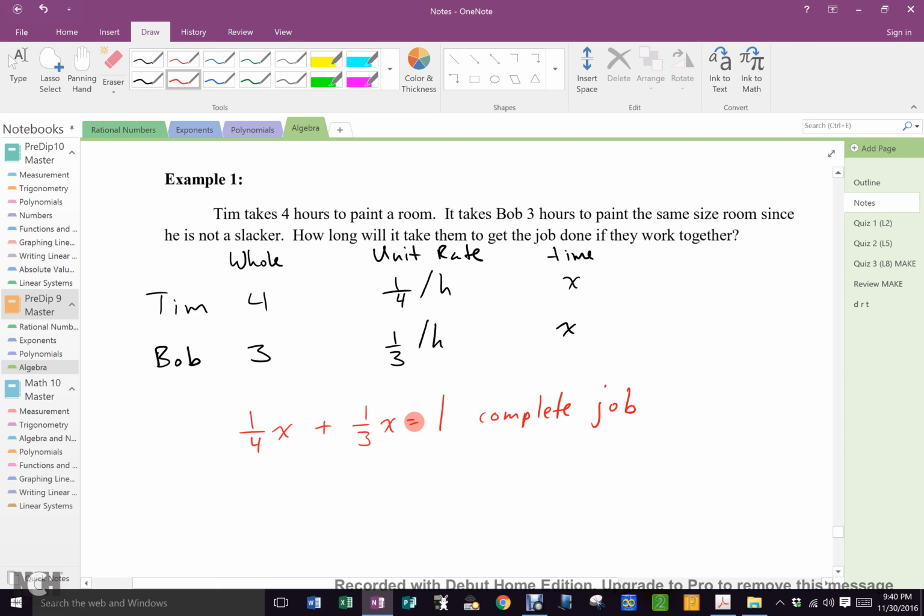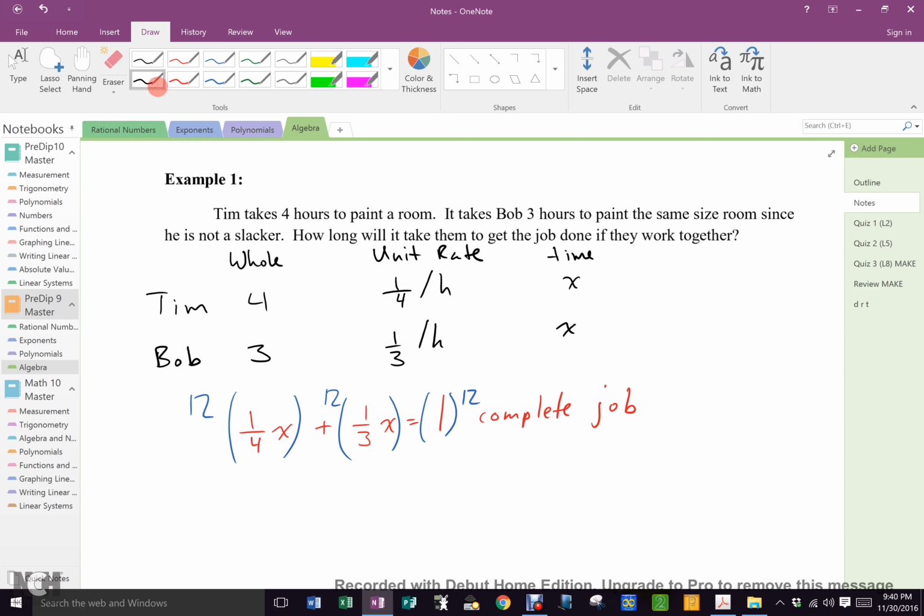Now, what does that mean? I need a common denominator. Denominator? 12! Of course it's 12. So everything's got to be 12, which means this side's got to multiply by 12. This guy's got to multiply by 12. And this guy's got to multiply by 12.